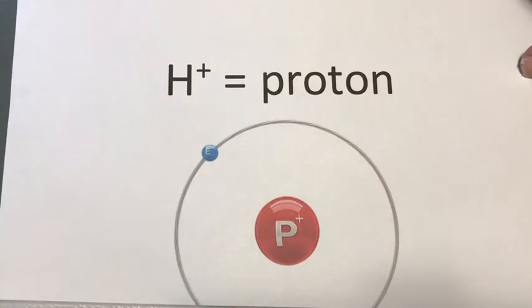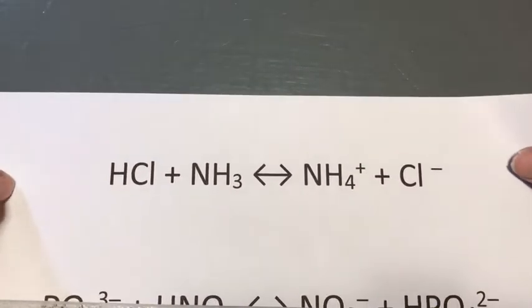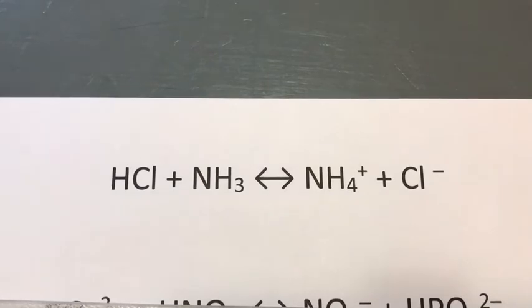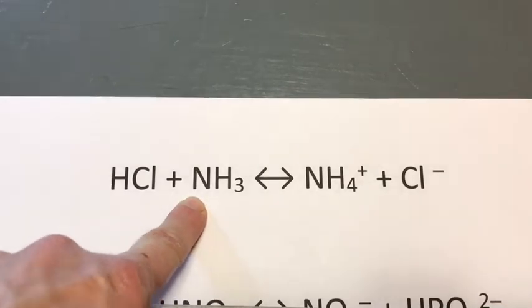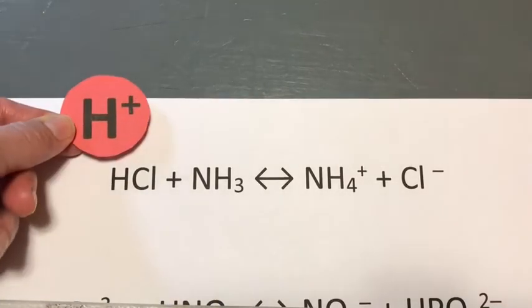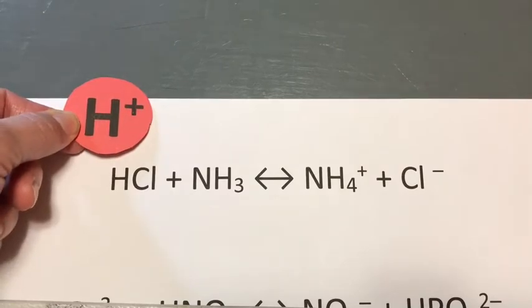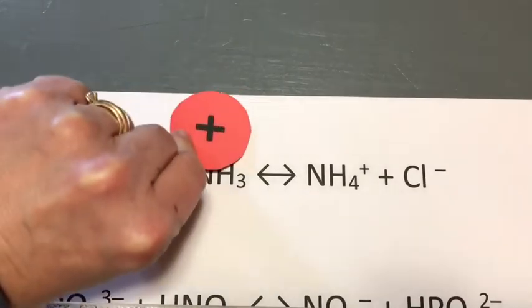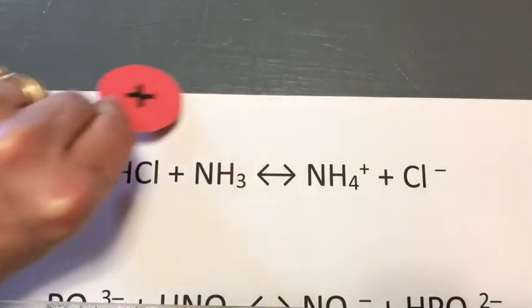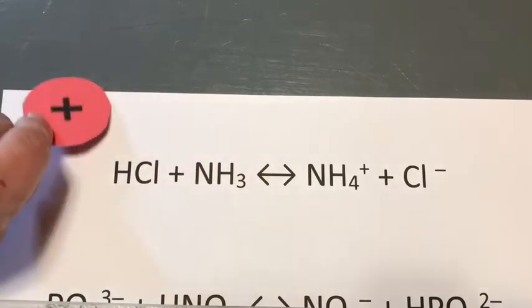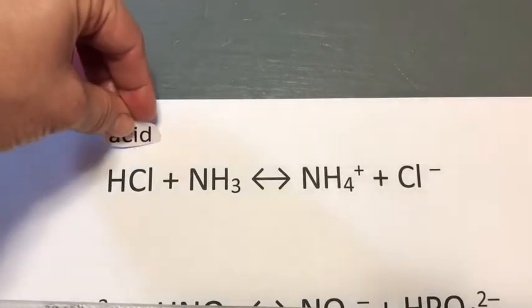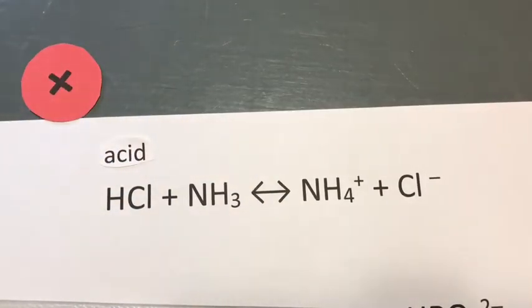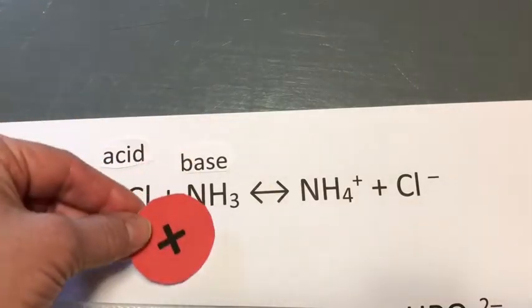So let's look at some acid-base reactions from the Bronsted-Lowry definitions. Here we have a reaction. We have HCl, hydrogen chloride, and NH3. This hydrogen chloride will dissociate and give up a proton or a hydrogen ion to the NH3. Since it is giving a proton, it is donating a proton, we call that an acid. And we call the NH3 a base because it's accepting it.